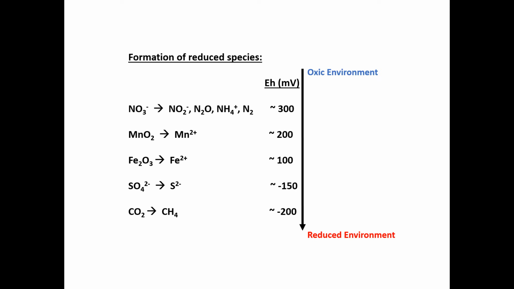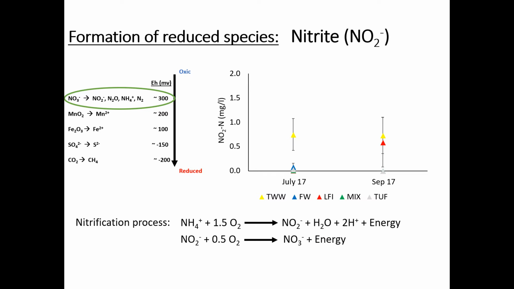And like we saw before, the tuff treatment had the highest values of oxygen. It had the highest concentration of oxygen in the system. And still we see that here, according to the redox potential measurements, it is the most reduced. How is that possible? We'll try to answer that towards the end.